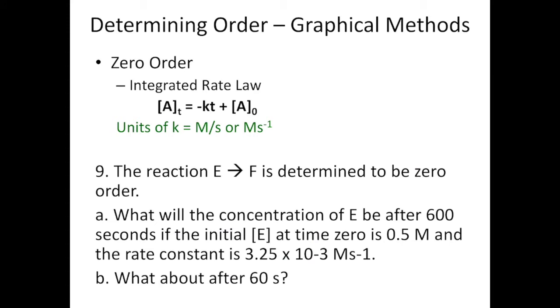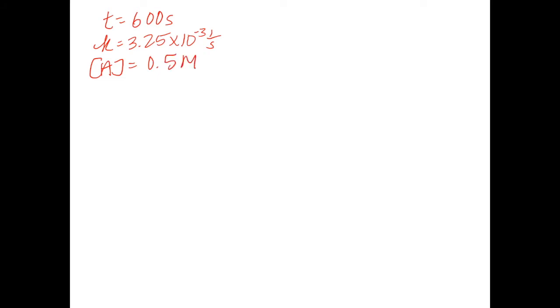Okay, the last one, zero order. This one's super easy. Here it is. All right, so now we get E to F. We determine that it's zero order. We want to know, again, what the concentration is going to be after 600 seconds. Initial concentration. Here's my rate constant. Let's write down my info. 600 seconds. 3.25 times 10 to the minus 3, 1 over seconds, concentration. I'm going to keep calling it A. It doesn't matter what we call it.